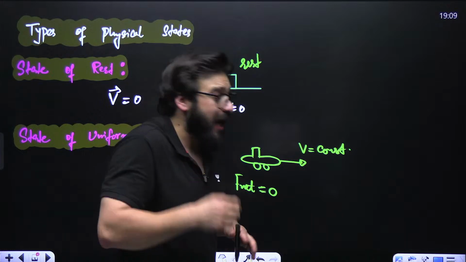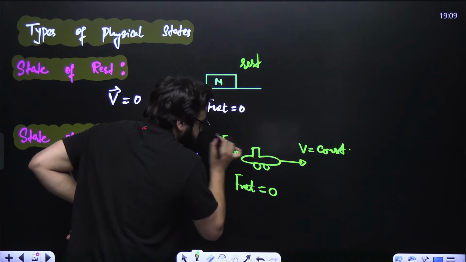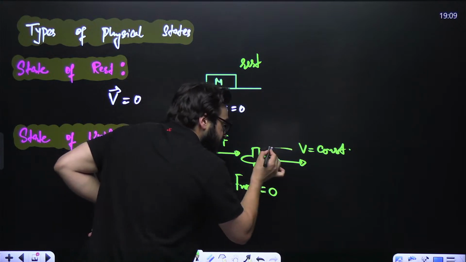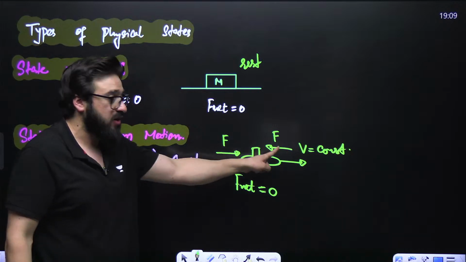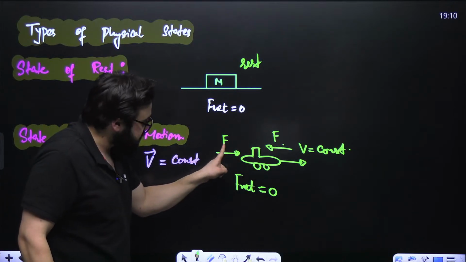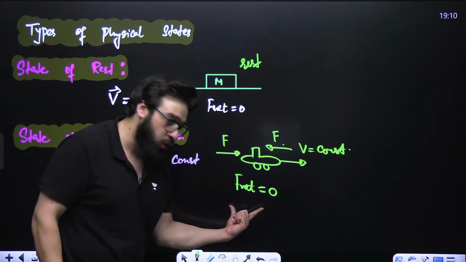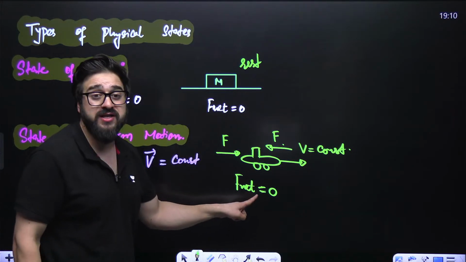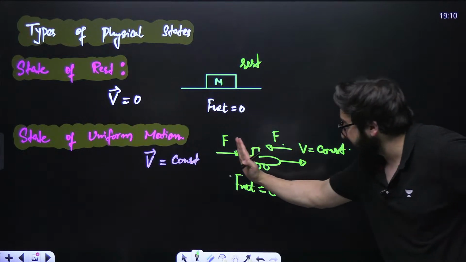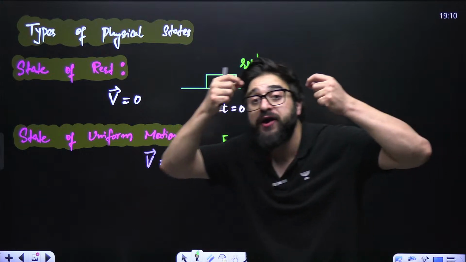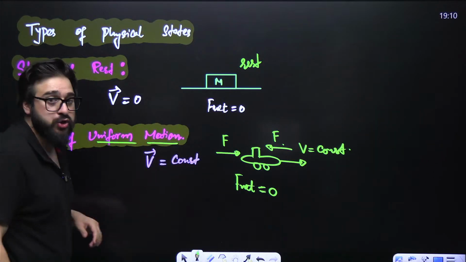Sir, what does that mean? Means if somebody is applying a force F on this block in this direction, and another one is applying another force F on the opposite side, so this F will cancel with this F. This is what we call the net force as 0. So if net force is 0, no force is acting on this block, we say it will keep on moving forever. So we say it is in the state of uniform motion.